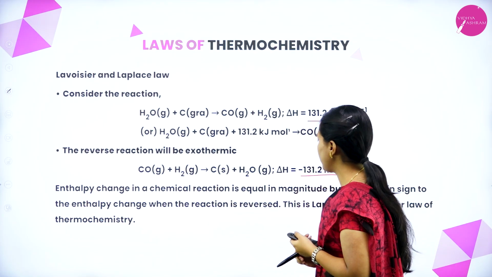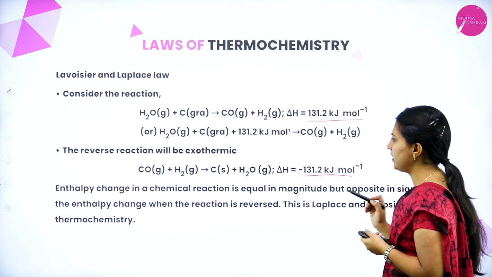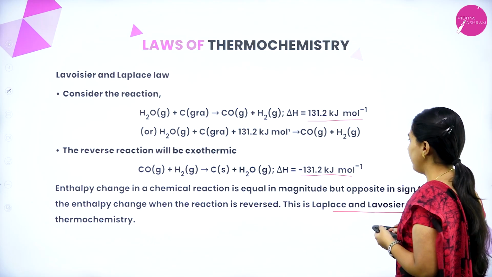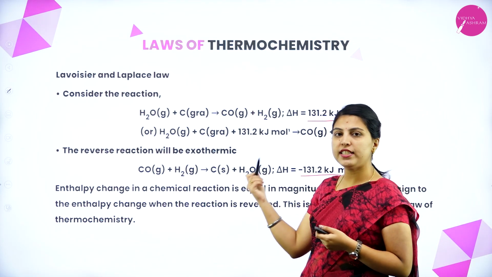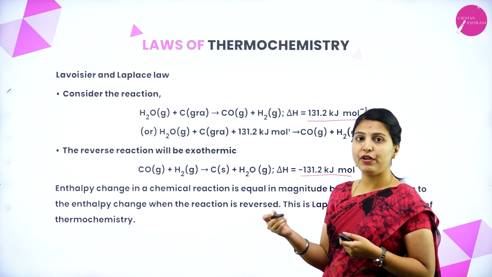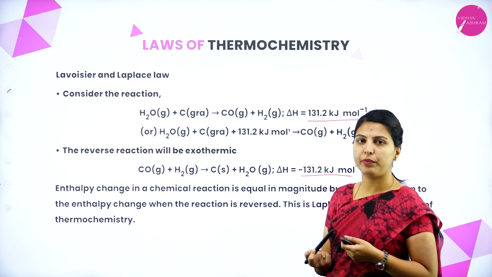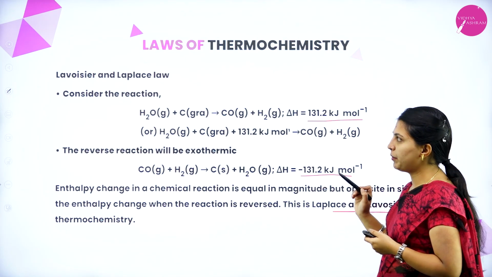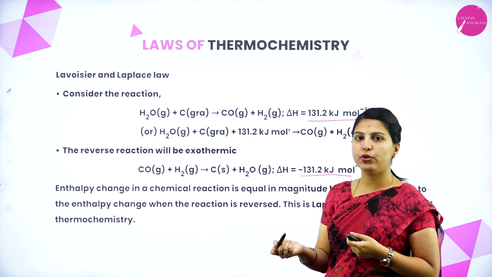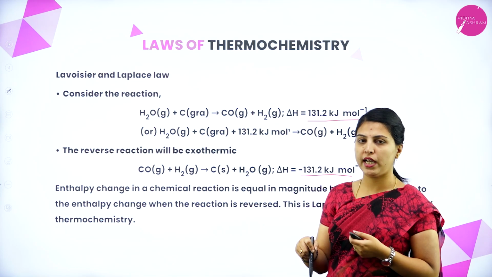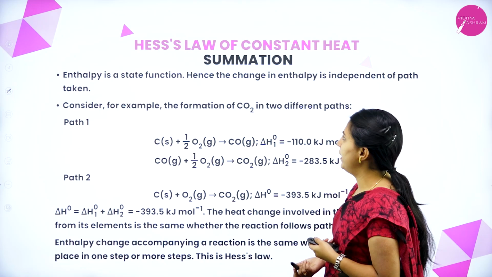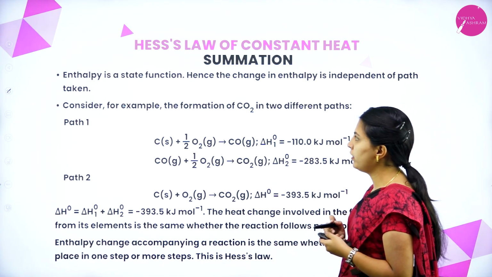Enthalpy change in a chemical reaction is equal in magnitude but opposite in sign to the enthalpy change when the reaction is reversed. This is the Laplace and Lavoisier law. See here, this reaction is reversed, so the sign changes, because it forms an exothermic reaction from an endothermic reaction. This statement was stated by Lavoisier and Laplace law. Whatever the magnitude, whether the reaction is reversible or irreversible, if it is converted in reverse, the sign will change automatically. Next, Hess law of constant heat summation.